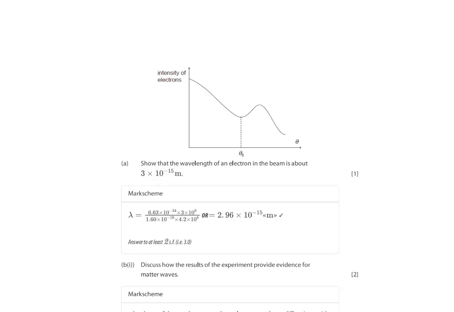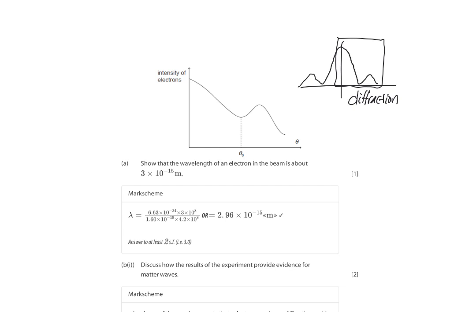Where's the graph? There's the graph, so we see a dip in the graph. That must be a, what do they call it? It is a minimum. Let's remember that this electron graph is a representation of the single slit diffraction, and so we're looking at just this portion of that graph.